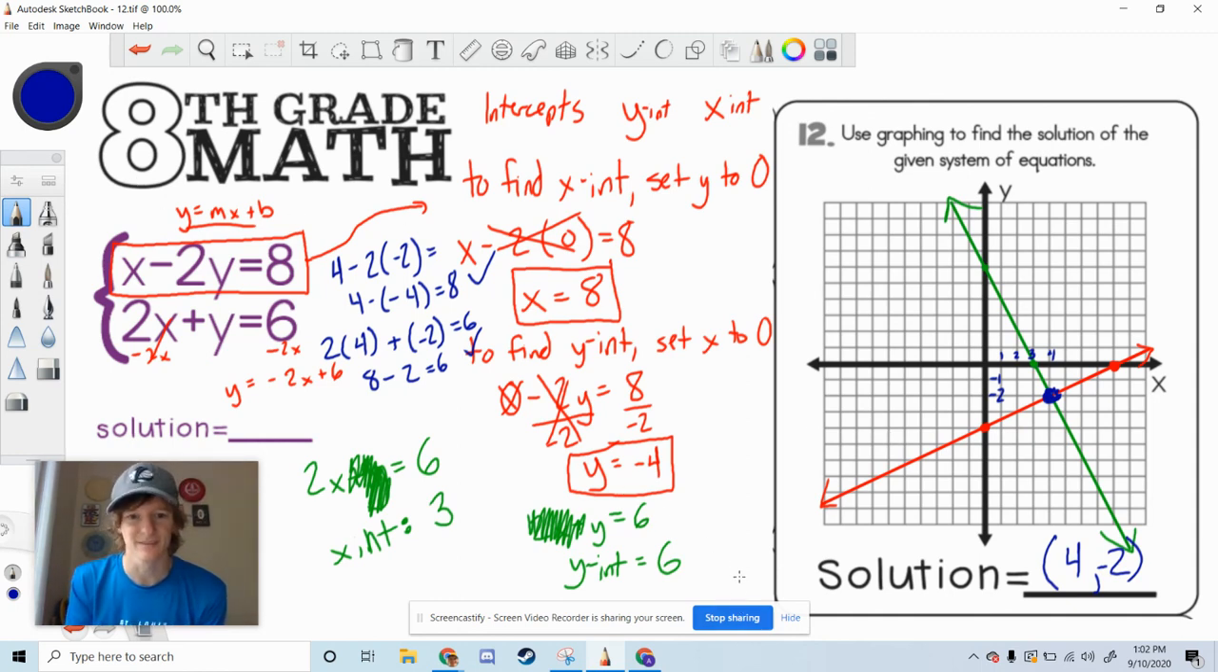Hopefully that was a helpful video. I kind of threw a lot at you and taught you an entirely new way to solve these equations. But truthfully and honestly, this is my favorite way to solve these, is having them in this form here. There you go, number 12.